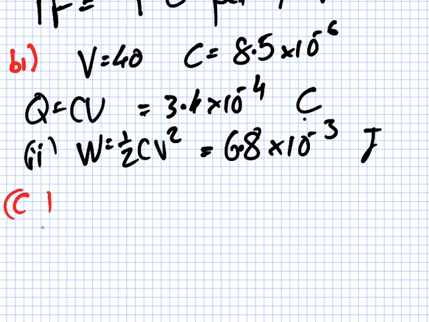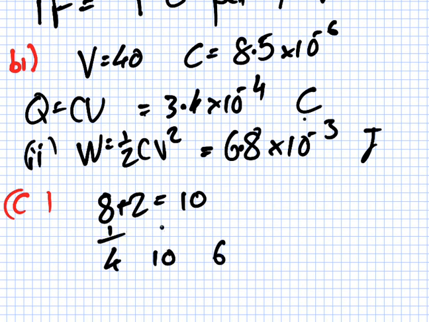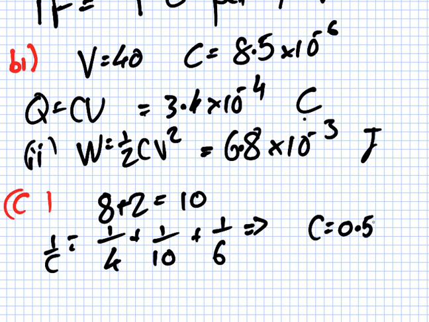Whoops. Part C is to give you the circuit, what is the total energy stored. So we have to combine all our capacitors together. So I'll do 8 plus 2 is 10 microfarads. And then we have a 4, a 10 and a 6. So we have to add them together as 1 over 4, 1 over 10 and 1 over 6. 0.5. Are you giving me the 3 fractions or the final answer? Okay. C equals 0.52 microfarads.